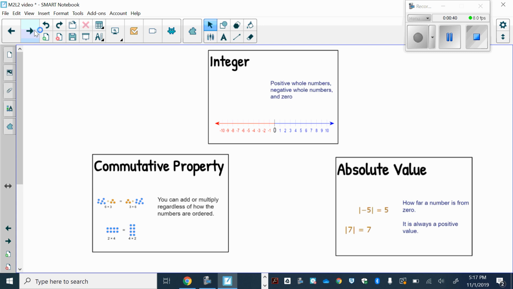Commutative property. We've learned this for a while. 6 plus 3 is 9. So is 3 plus 6. 2 times 4 is 8. So is 4 times 2. Commutative property: you can add or you can multiply in any order, and you'll get the same answer. Absolute value we talked about and used yesterday. We're going to continue to use it today.